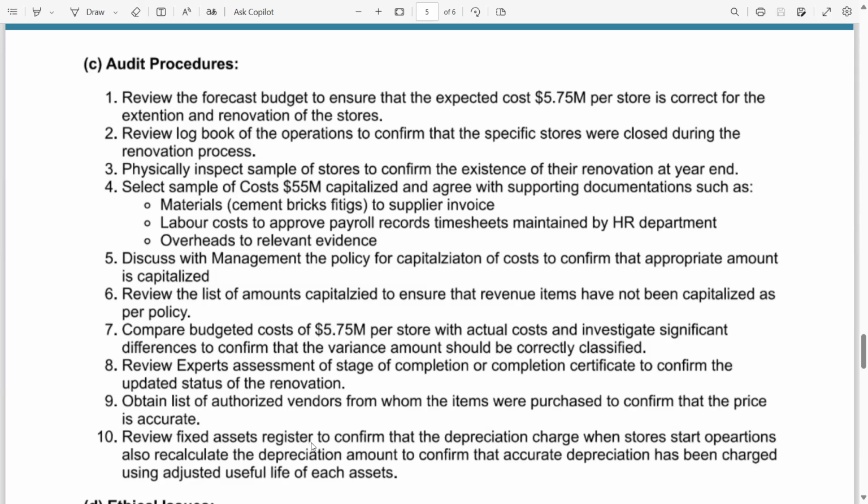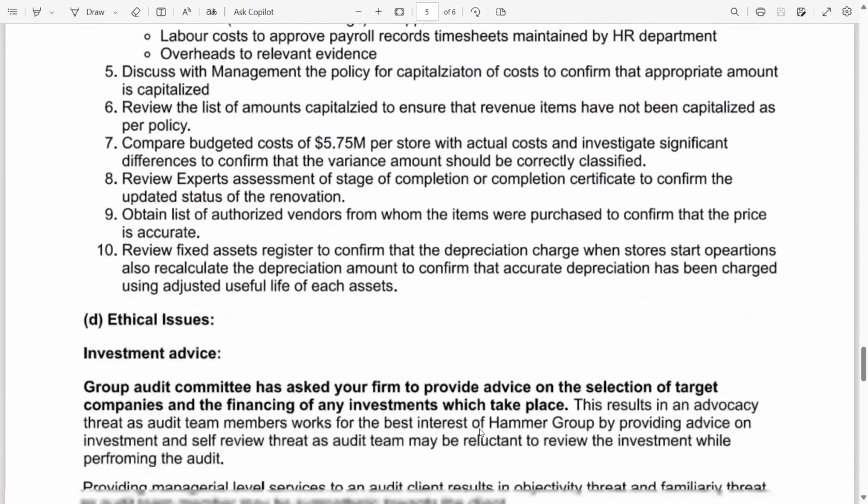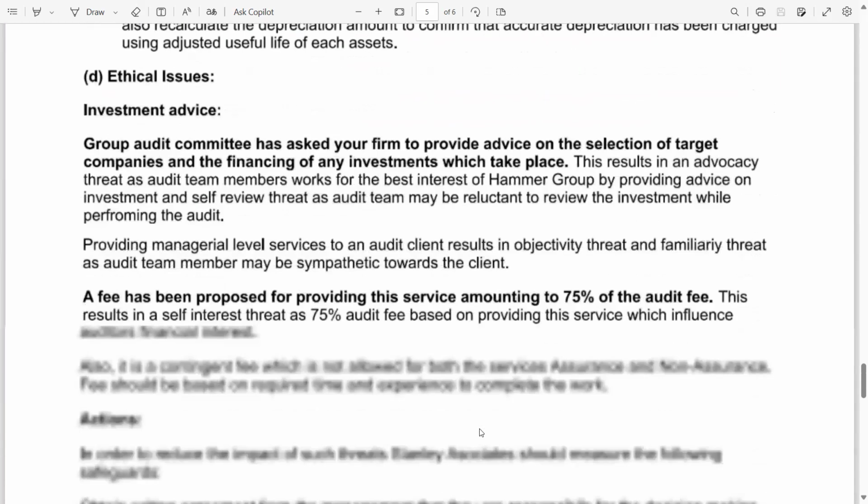Review the fixed asset register, if any, to confirm that the depreciation charge starts when the stores start operations. Also recalculate the depreciation amount to confirm that accurate depreciation has been charged using the adjusted useful life of each asset. So this is for part C as well. Now we will solve part D.